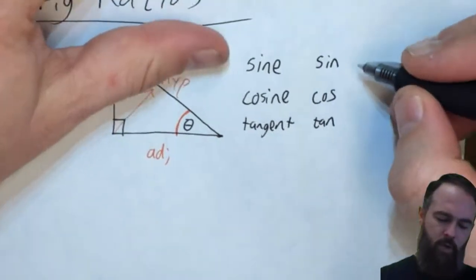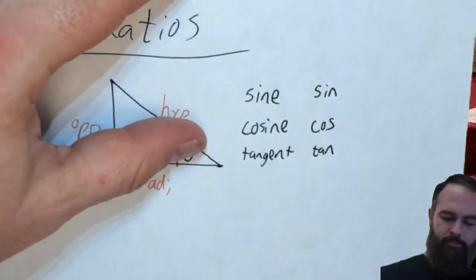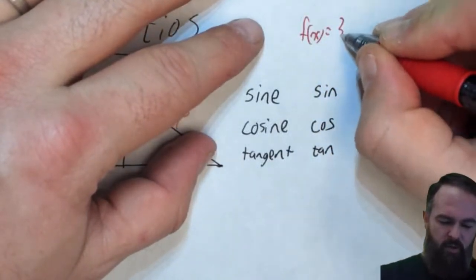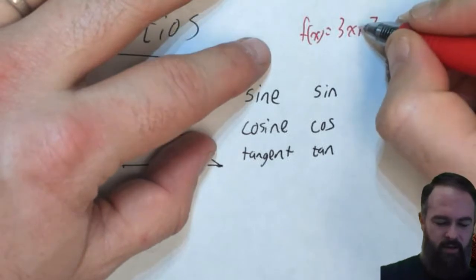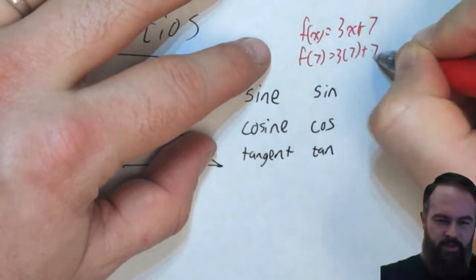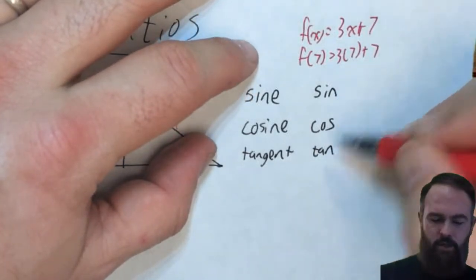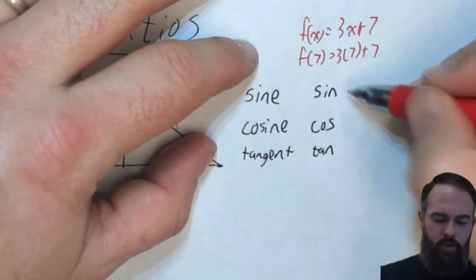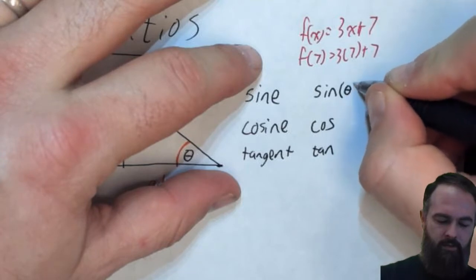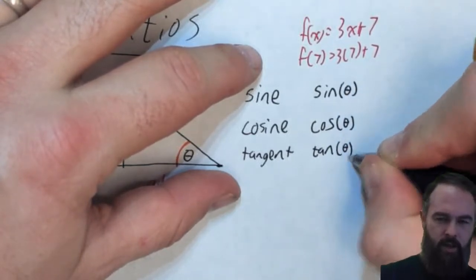So now, every single one of these is a function. If you're back in Algebra 1, you covered this whole thing. You did f of x equals, for example, 3x plus 7, and then you said f of 7 is 3 times 7 plus 7. You replace the x with the 7. Well, these guys are functions just like that was. So we're going to be using this exact same style of notation: sine of theta, cosine of theta, and tangent of theta.